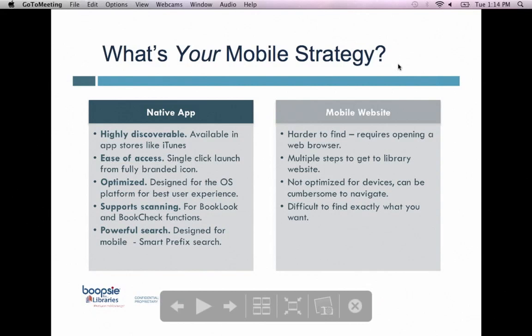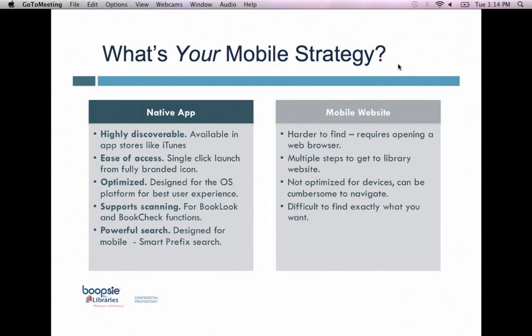And we have a very powerful search. So we have designed a search called Smart Prefix, the proprietary search that allows users to type in less to get to where they need to go. So for example, if the student was searching Mark Twain, they would just need to type in MATW, for example.